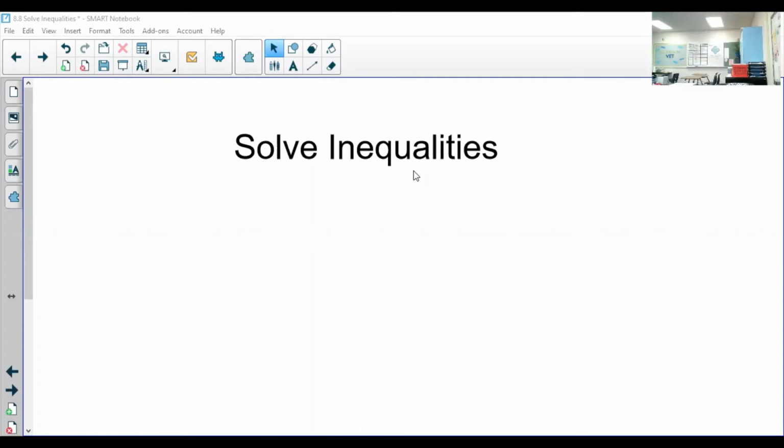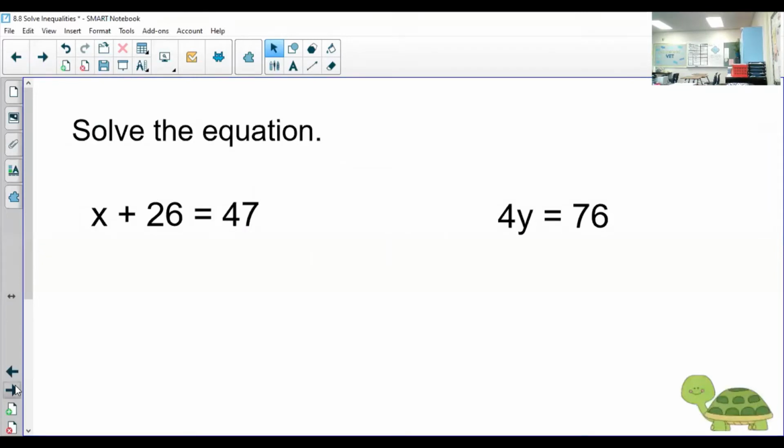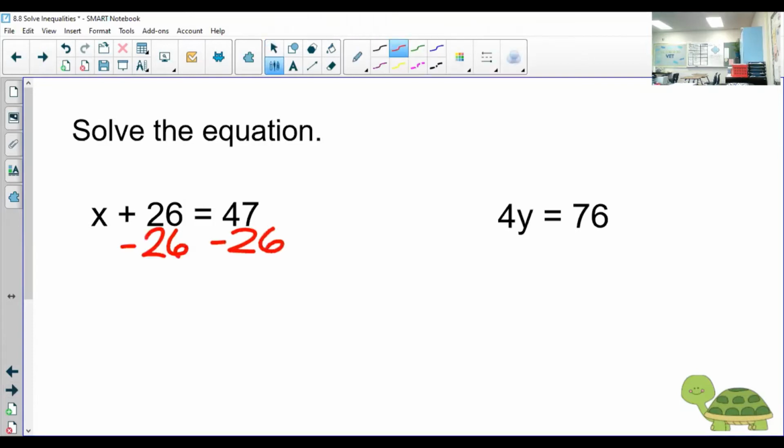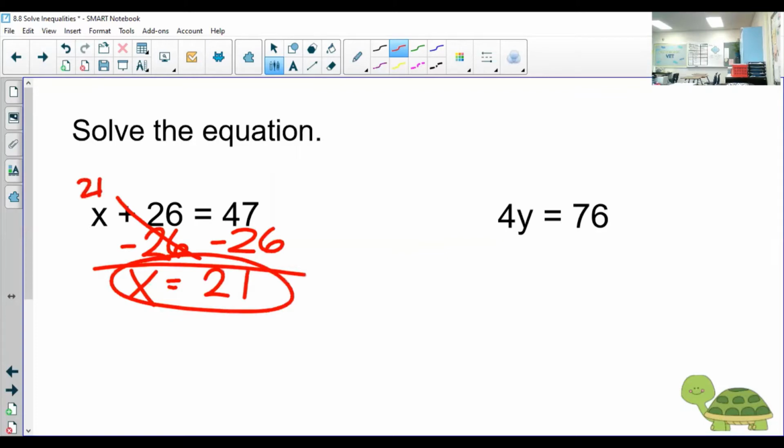Before we solve inequalities, I actually want to go back and just review how to solve an equation. So this is familiar. We did this right after Christmas break. We want to solve for the variable. So if we have x plus 26 equals 47, how do we solve this? Well, we just do the inverse operation, right? We subtract 26 from both sides, and then these 26 cancel, and x is going to equal 47 minus 26, which is 21. Remember that? Yeah, x equals 21, and we would put that here, and then that would make that true.